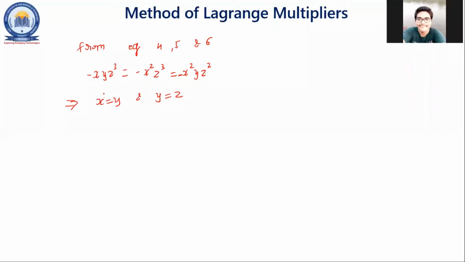And those who are not getting this, I'll tell you, xz is the common one. If you take xz as a common factor, you will get yz equal to xz equal to xy, and from that you can say that x equals y equals z. Now all are the same, right? x, y and z.